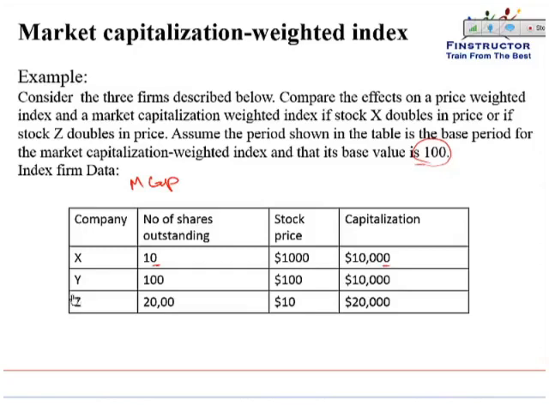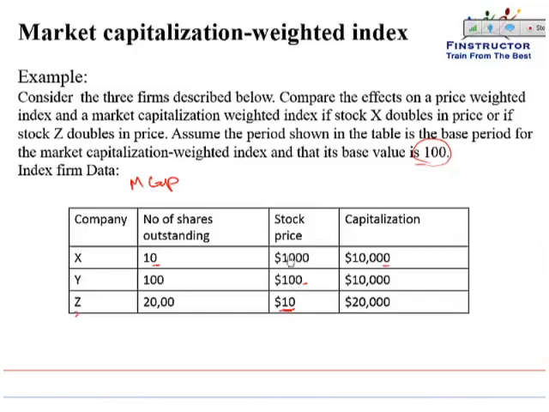Total market cap of company Y is again $10,000. Even though the stock price is $100, there are only 100 shares outstanding. And for company Z, even though the stock price is just $10, my apologies, the first column is number of shares outstanding, the second column is the stock price. So for stock Z, even though the stock price is just $10, there are 2,000 shares outstanding. So again, the capitalization is the highest, that is $20,000, even though the stock price is the lowest.